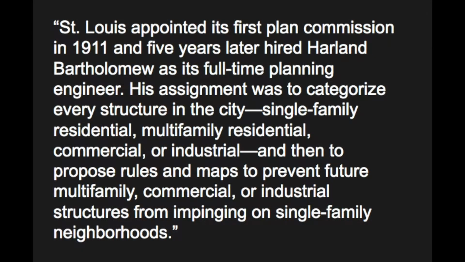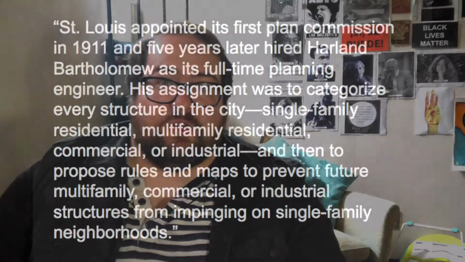And focusing specifically on St. Louis housing history, Rothstein continues, saying that St. Louis appointed its first plan commission in 1911 and 5 years later hired Harlan Bartholomew as its full-time planning engineer. His assignment was to categorize every structure in the city, single-family residential, multifamily residential, commercial, or industrial, and then propose rules and maps to prevent future multifamily, commercial, or industrial structures from impinging on single-family neighborhoods.